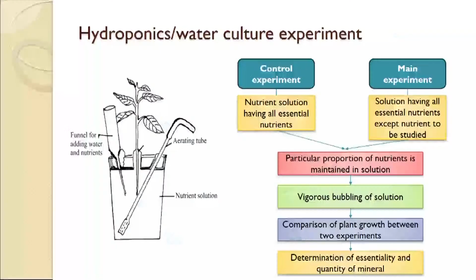So let's discuss the hydroponic and water culture experiment. In the left image you can see the experimental setup of hydroponics. Here, in a jar there is a nutrient solution, and a plant has been grown on it. There is also a funnel to add water as well as nutrient solution, and another tube called the aerating tube. The purpose of the aerating tube is the addition of oxygen from the air so that plant roots can breathe.